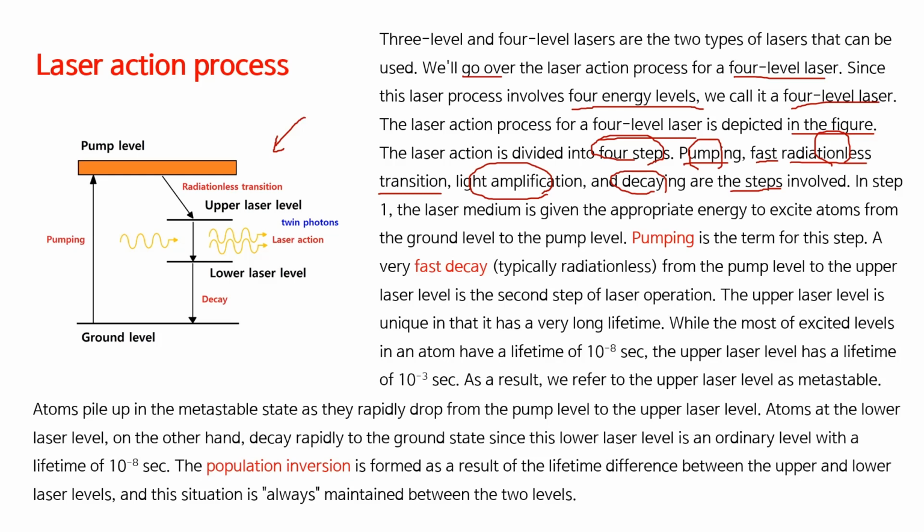In step 1, the laser medium is given the appropriate energy to excite atoms from the ground level to the pump level. Pumping is the term for this step. The atoms in the ground level absorb the energy from outside and move to the excited level, which is called the pump level. So this process is called pumping.